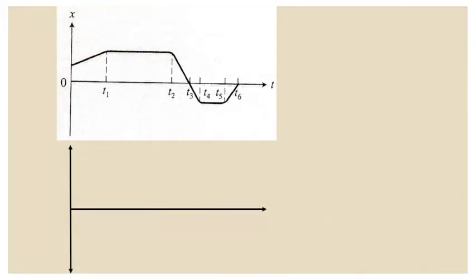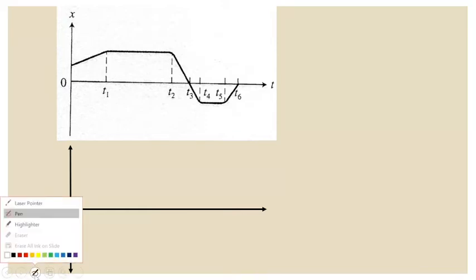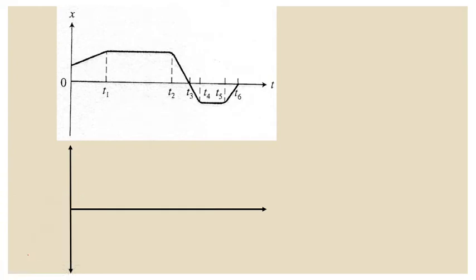So the first thing you're going to want to do, and I already put these in here so I didn't have to waste time on the video, the first thing you're going to want to do here, and I guess I'll do this in red, is set up your axes and label them. This is going to be the velocity versus time graph.